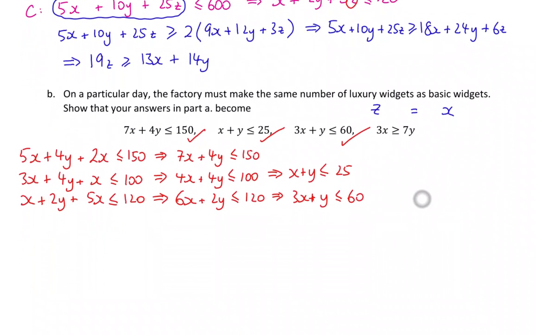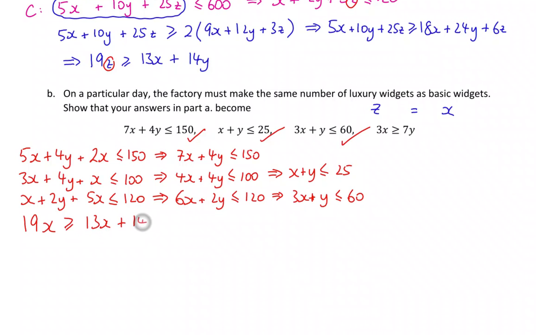Right, so the last one, I get the z and replace it with x. So 19x is greater than or equal to 13x plus 14y. Take 13x from both sides. So 6x is greater than or equal to 14y. And then divide both sides by 2. So we get 3x is greater than or equal to 7y, which is precisely the fourth inequality. So we've reduced the problem down now.